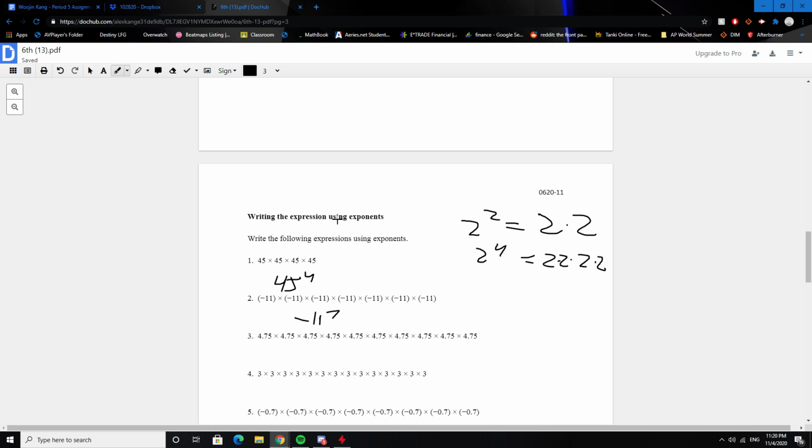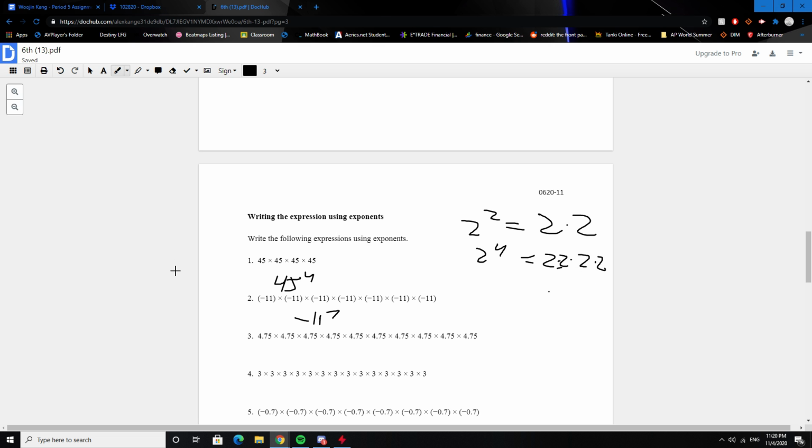Now this, again, is one of the easiest concepts in exponents. All you've got to know is the definition of exponents. So what are exponents? You're multiplying the same number as many times as described in the exponent. So if it's 2 to the fourth power, you're multiplying 2 four different times. So 2 times 2 times 2 times 2.